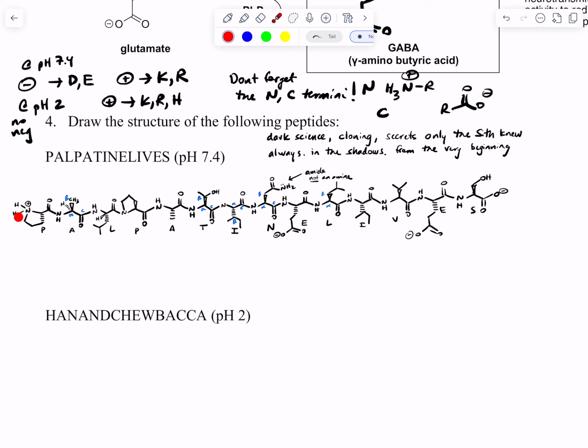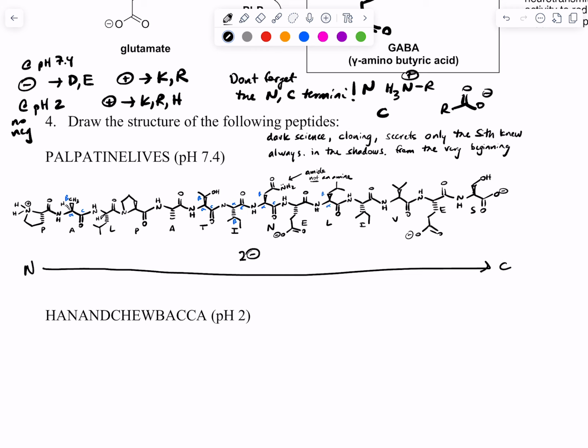the N terminus. I don't have any other pluses. And then I got 1, 2, 3 minuses. Again, remembering that at pH 7, carboxylate side chains are going to be negatively charged. They don't get neutral until you get the pH below 4, which is their pKa. So our overall charge should be 2 minus. The positively charged N terminus offsets the negatively charged C terminus, and then the 2 glutamates give you your negative charge.